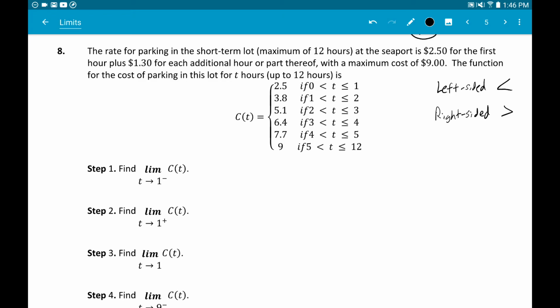So if we look at this problem, step 1, limit as t approaches 1 from the left. So you need to identify where 1 is in these intervals. So here's t less than 1 and here's t greater than 1. So that's kind of your two options. Is it that first row or the second row? Well, remember, left-sided is the less than sign, so t is less than 1 here on the first row. So that value is 2.5.